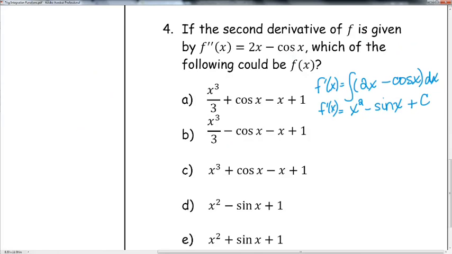Well, f of x is going to be equal to the antiderivative of my f prime, which is x squared minus sine x plus my c. And I really don't care. I mean, they give me some different choices for my c, but I don't really care what number it is. It could be positive, it could be negative, it doesn't really matter.